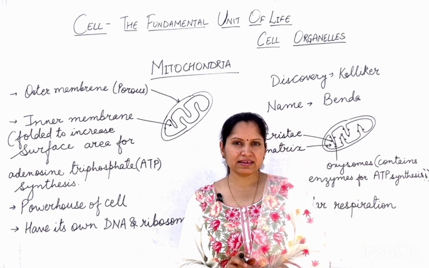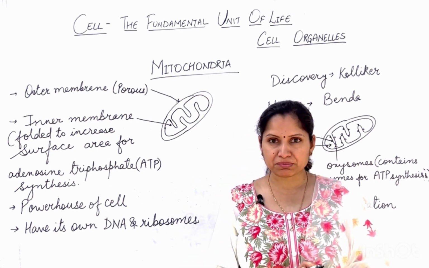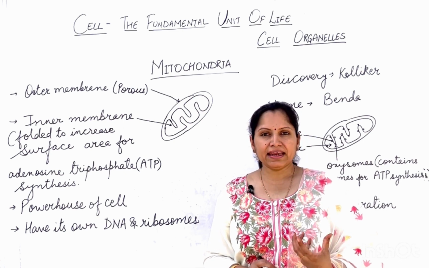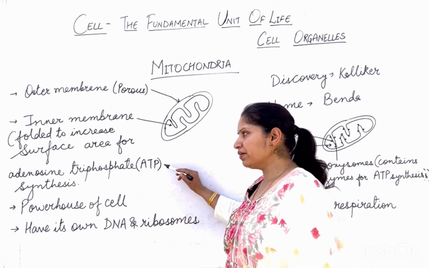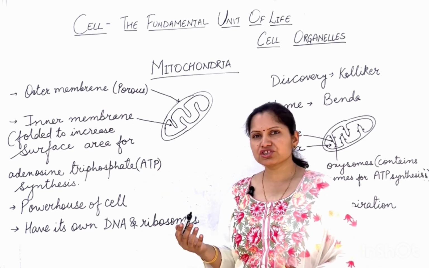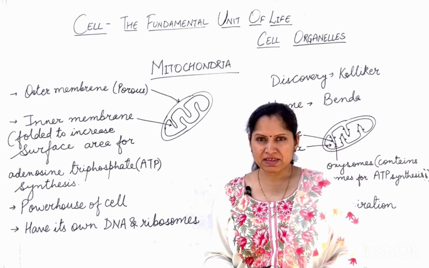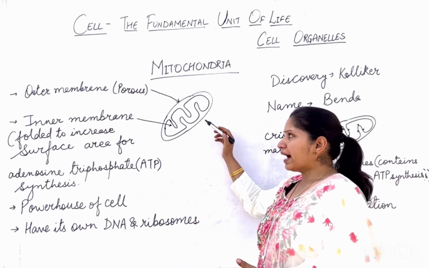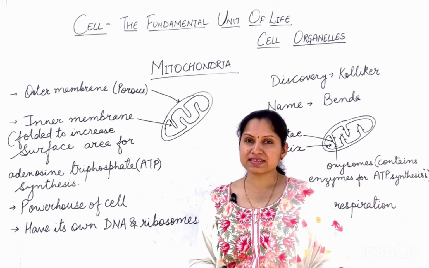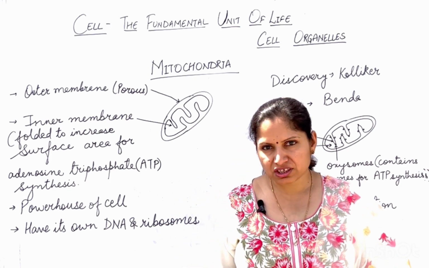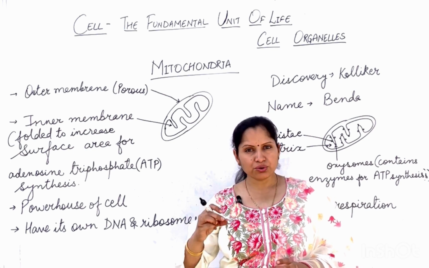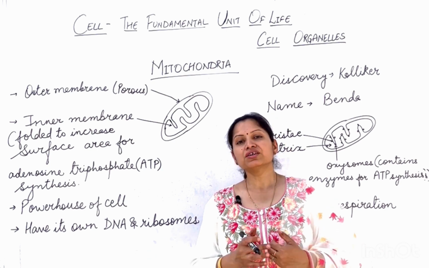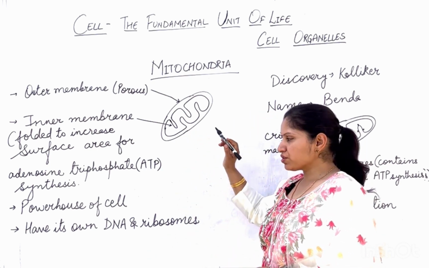ATP is also known as the energy currency of a cell. Remember, it's very important. What is known as the energy currency of a cell? That is ATP molecules, adenosine triphosphate. ATP is known as the energy currency of a cell. So this ATP synthesis is going to take place in the mitochondria, and that is why it is known as the powerhouse of the cell, because ATP is the energy currency, and whenever you are storing some energy, the place where you are storing the energy is called a powerhouse. So mitochondria is known as the powerhouse of a cell.